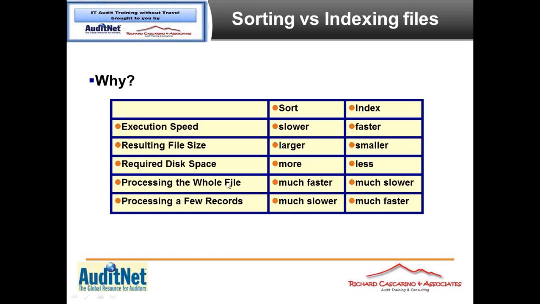If I'm only going to process a few records, sorting the file, I'm sorting 4 million records, and now I'm going to look at 20 records out of that. That's going to take forever compared to indexing the file and then just looking at those items on the index.